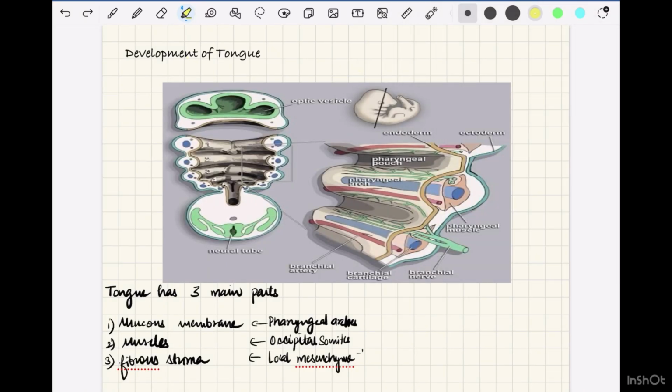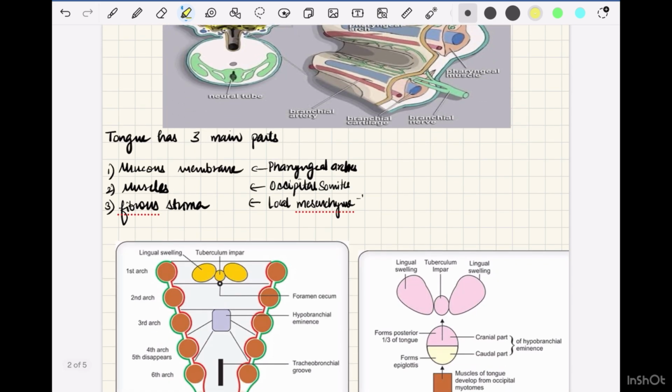Hello everyone. Today we are going to do the development of tongue. So the tongue develops from the pharyngeal arches: first pharyngeal arch, second pharyngeal arch, third pharyngeal arch, and fourth pharyngeal arch. Now the tongue has three main parts. One is the mucous membrane that develops from the arches, the muscles that develop from the occipital somite, and the fibrous stroma that is developed by the local mesenchyme.